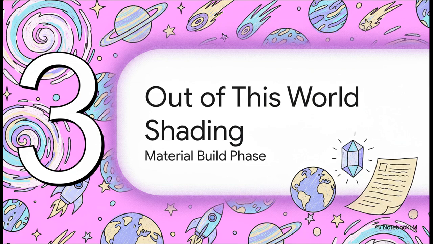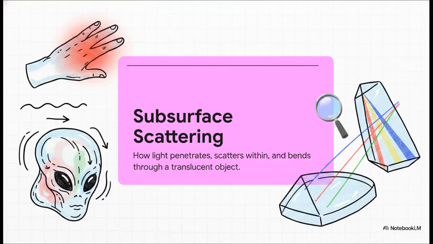Okay, on to Section 3, out-of-this-world shading. So to keep these aliens from looking like standard Earth animals, the technical teams had to really push the boundaries of materials using subsurface scattering and refraction. Put simply, these are shading models that dictate exactly how light penetrates a translucent object, bounces around inside it, and bends as it comes out the other side.